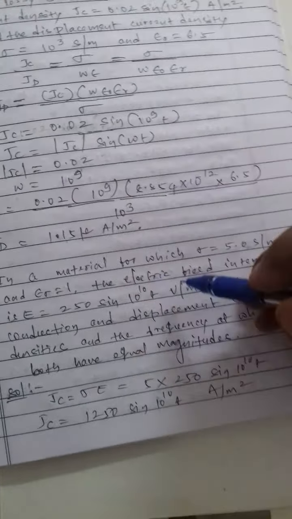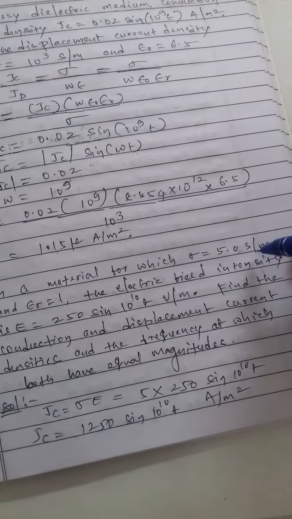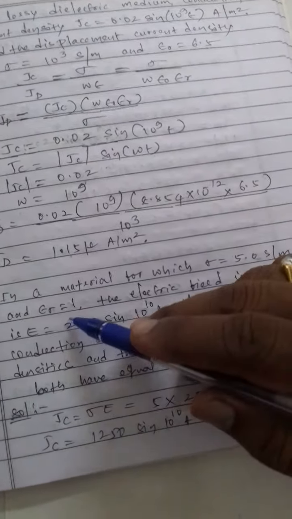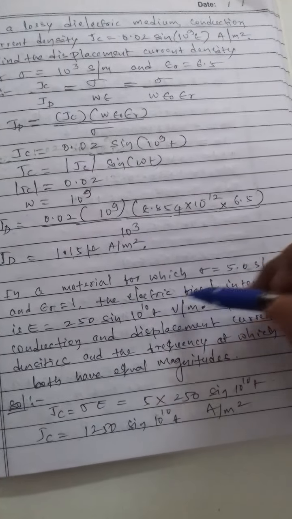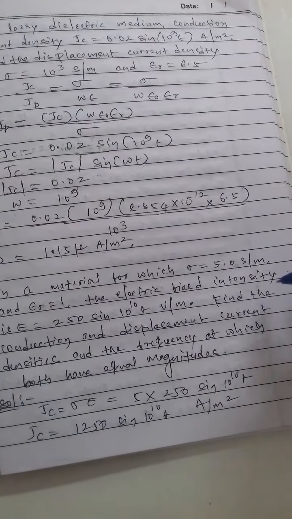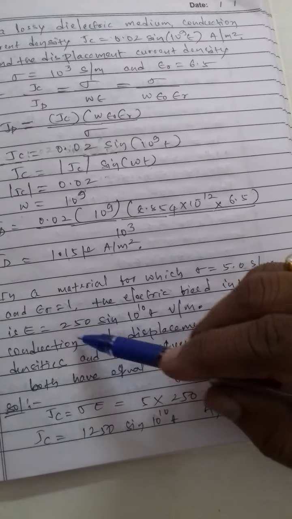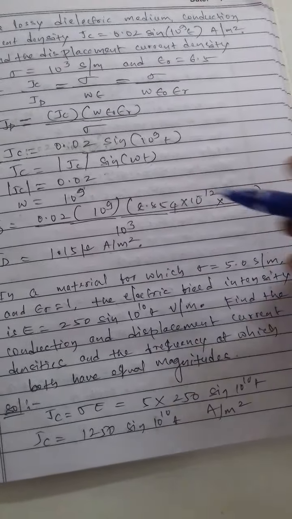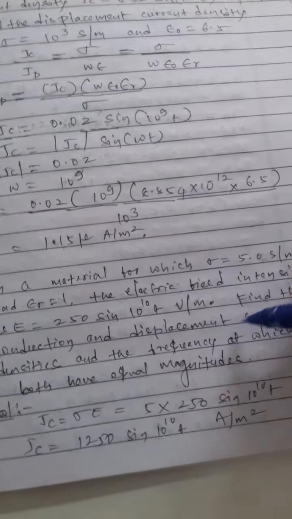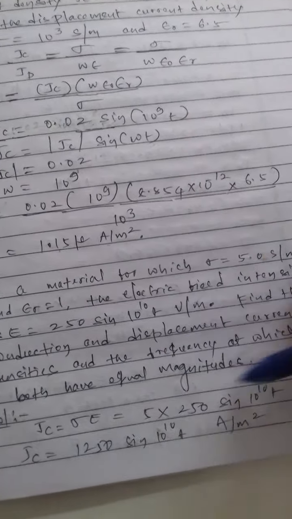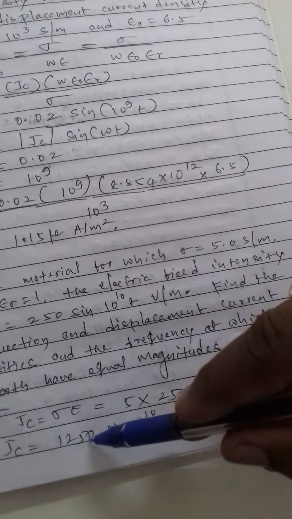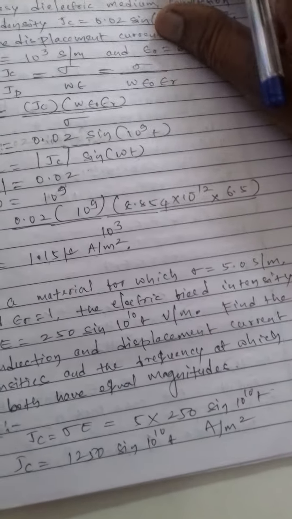In a metal for which sigma is equal to 5, the electric field intensity is E is equal to 250 sin 10 raised to 10 t volt per meter. Find the conduction and displacement current densities and the frequency at which both have equal magnitudes. Jc is equal to sigma E is equal to 5 into 250, which is equal to 1250 sin 10 raised to 10 t ampere per meter square.